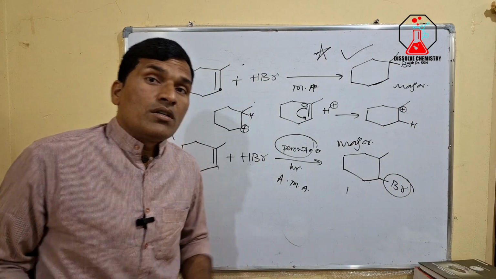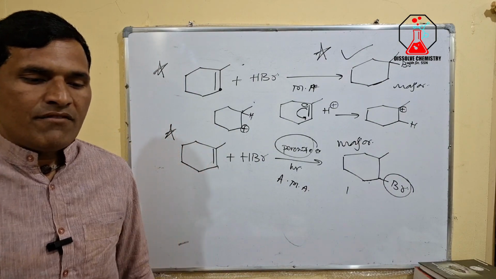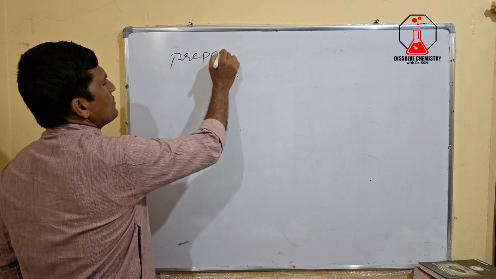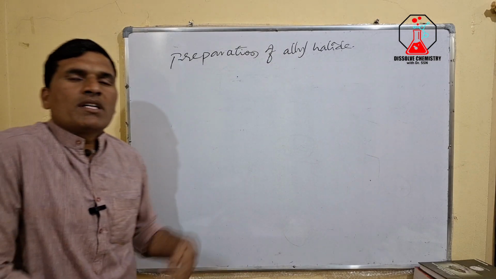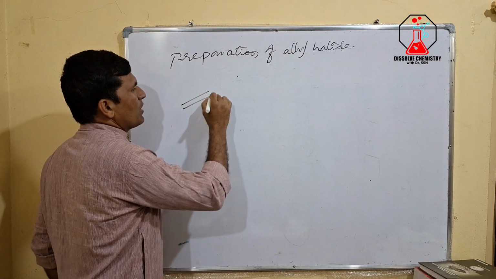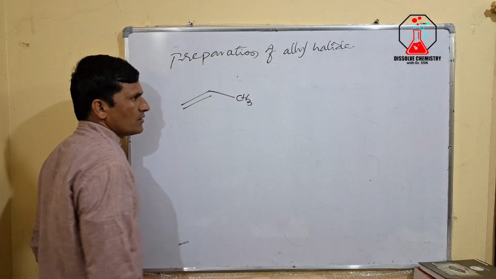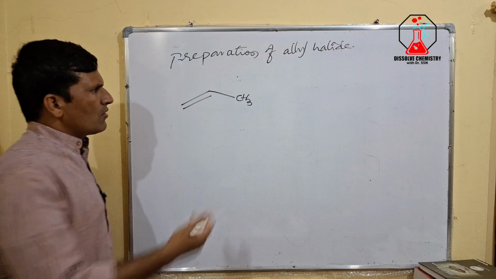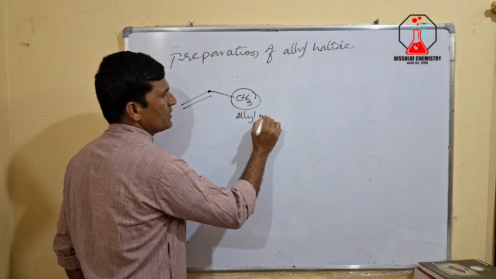Now we will move on to how allyl bromide or allyl halide is prepared. Preparation of allyl halide. First, we will know what the allyl position is. You will have a double bond, followed by a methyl group. The carbon next to the doubly bonded carbon is called the allyl position. Make note of this.